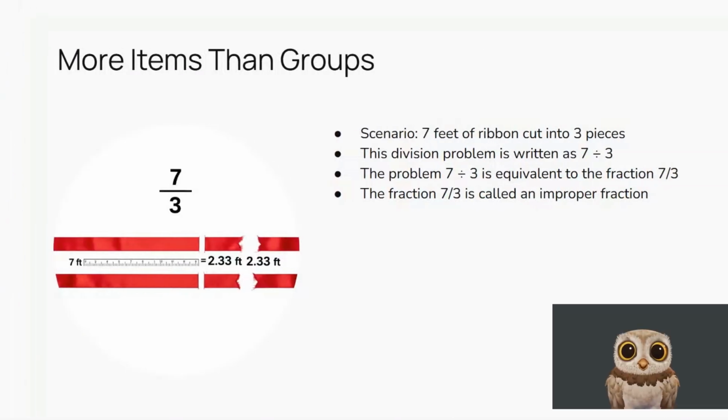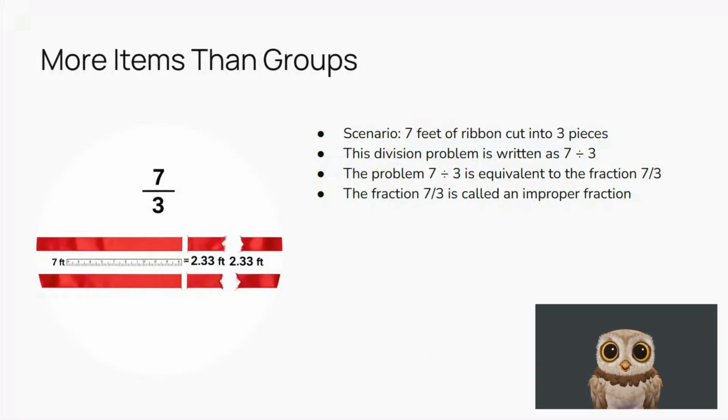But what happens when you have more items than groups? Let's look at a scenario. You have 7 feet of ribbon that you need to cut into 3 pieces. This division problem is written as 7 divided by 3. This is equivalent to the fraction 7 over 3, which is called an improper fraction.